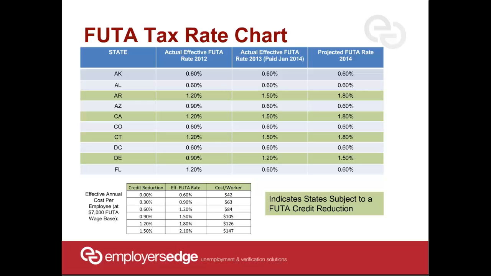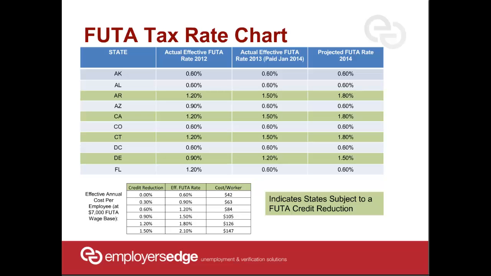So then your effective rate becomes 0.6%. I know, nothing can be simple, right, everybody? So essentially, if your state is not borrowing, you get your full 5.4% credit reduction from the 6%, you pay 0.6%, and your cost per worker is $42.